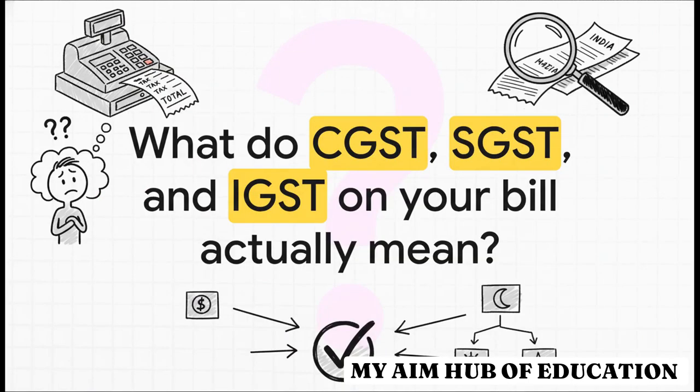You see the price of the item, you see the final total, and smashed in between are these three-letter tax codes. Are they three different taxes, or is it one tax with three different names? That's the exact question we're going to answer. Stick with me, and by the end of this, you'll be able to read any Indian receipt like an expert.